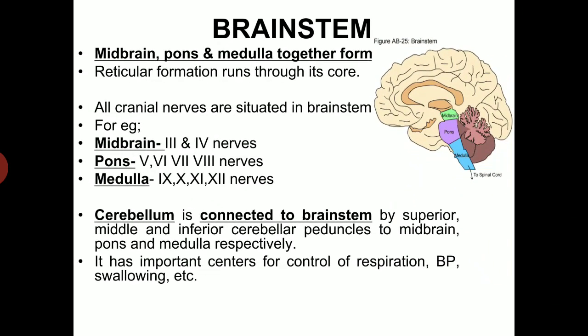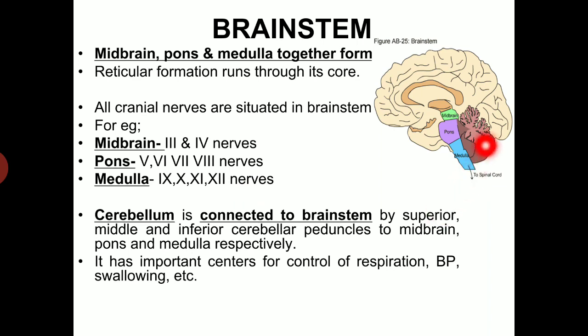Now coming to the brainstem: midbrain, pons, medulla. Now importance of the brainstem. All the cranial nerves are situated in the brainstem. For example, from midbrain there is origin of third and fourth cranial nerves. From pons, 5th, 6th, 7th, 8th cranial nerves. And from medulla, 9th, 10th, 11th and 12th cranial nerves.